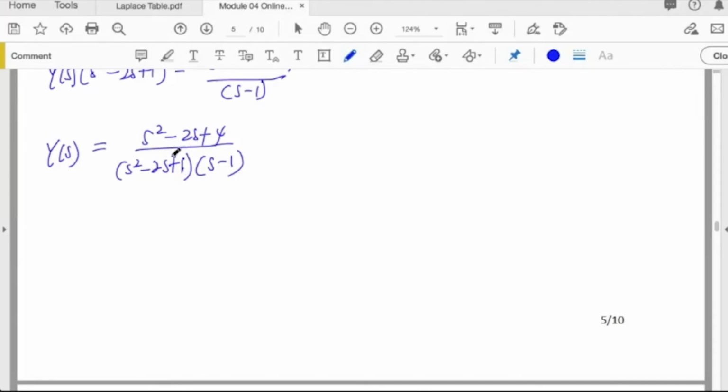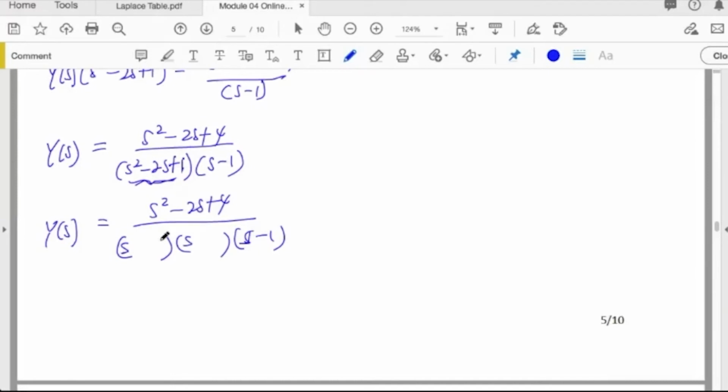So what next? Can we separate this denominator? We can write it as follows: s squared will give us s and s, 1 will give us 1 and 1, and negative 2s will give us negative 1, negative 1. So it becomes (s squared minus 2s plus 4) over (s minus 1) to the power of 3.